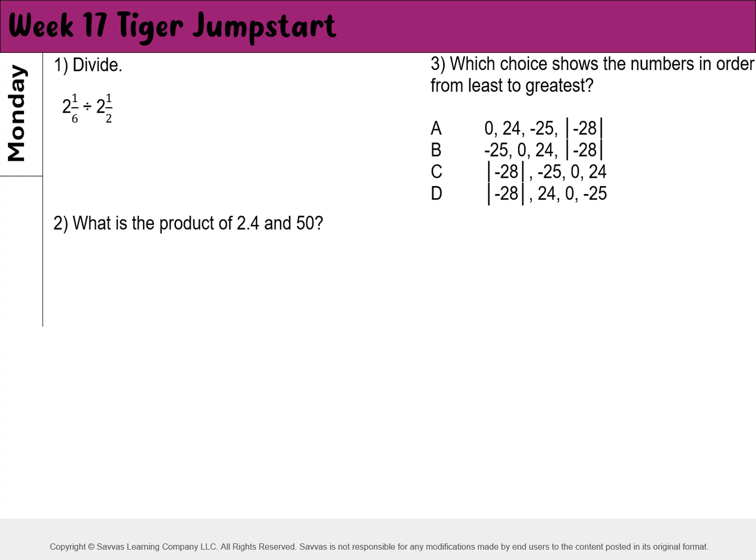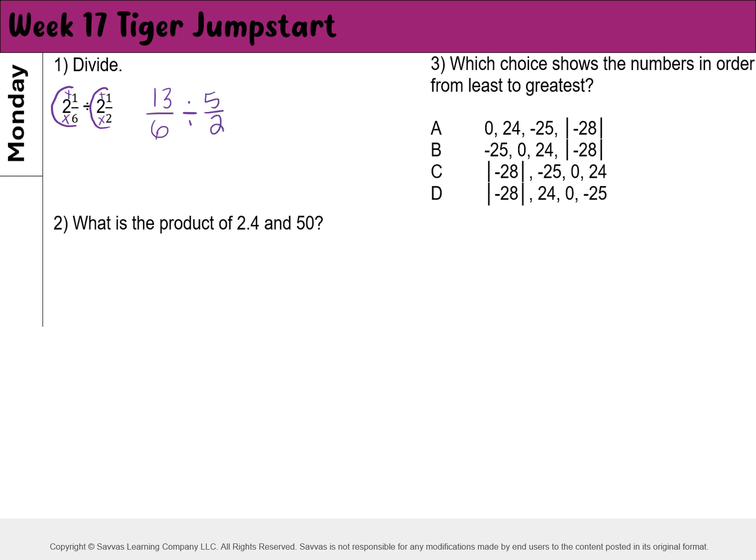Team Tiger Jumpstart Monday. Number 1, divide the mixed numbers. Remember, when you divide mixed numbers, you need to do backwards C, and then keep, change, flip, which is, remember, flip is a big word for reciprocal. So backwards C first. 2 times 6 would make 12, plus 1 would be a 13 over 6, because my denominator stays the same, divided by 2 times 2 is 4, plus 1 makes 5 over 2.